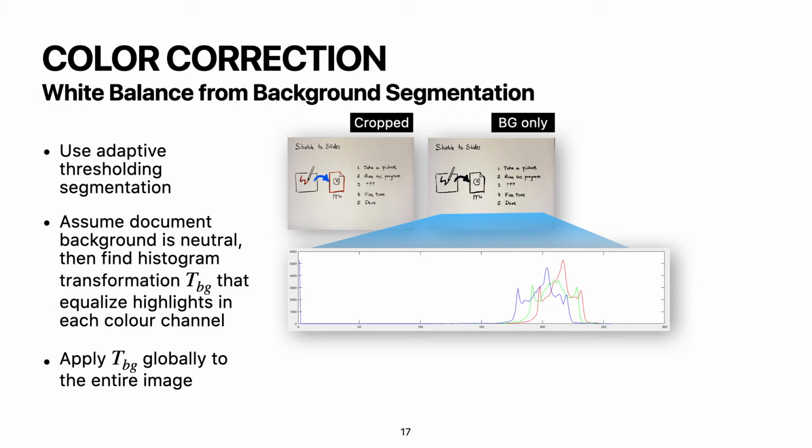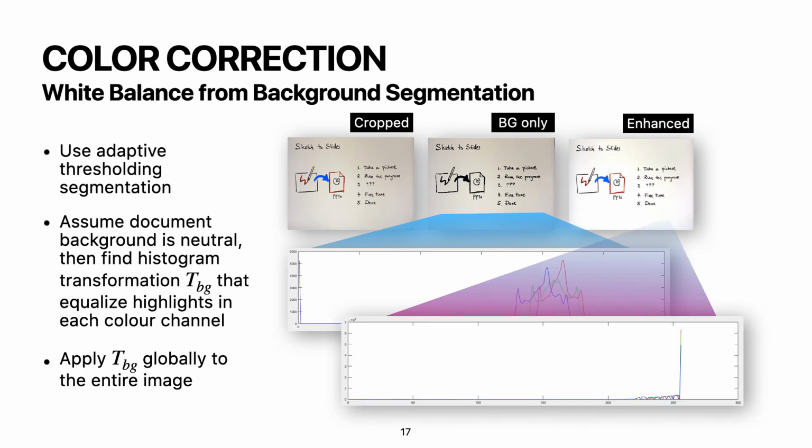In this case, look at this color in the background. The RGBs are pretty separated and not very good. So then we apply this transform to the entire image, and we basically corrected the color here. And as you can see in the histogram, we also have it lined up.